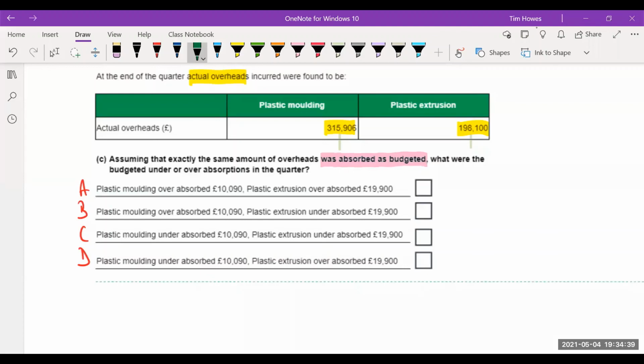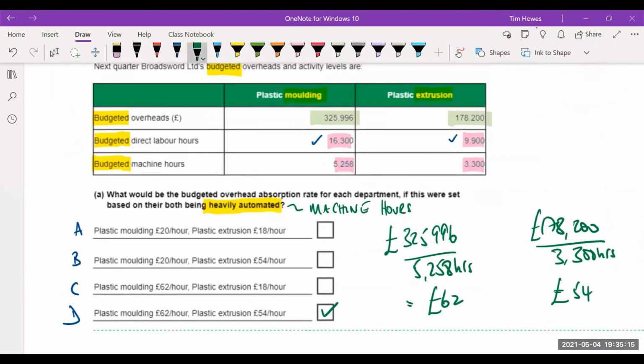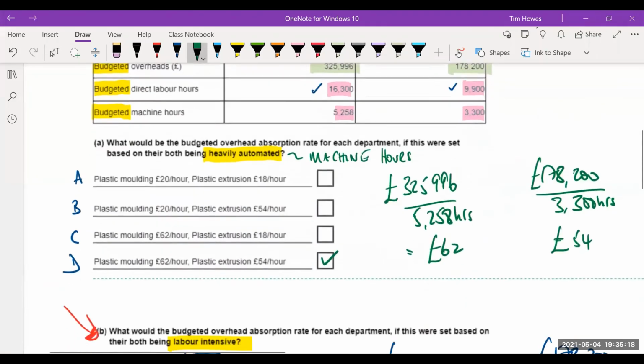Let's have a look. So I'm going to have M and E. Me. I think that in text language, that's something these days, isn't it? I'm way too old for that. Me. So this is what's been absorbed by the management accountant into the P&L without giving us any way of calculating anything. They're just saying assume what the management accountant ended up with was exactly the overheads that were budgeted. So basically the overheads that were budgeted were 325,996 and 178,200.